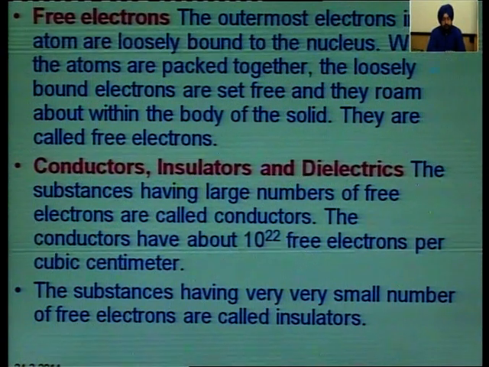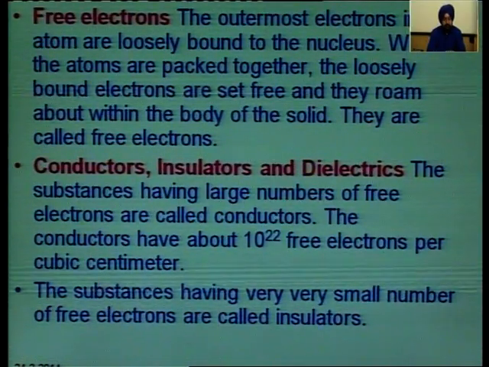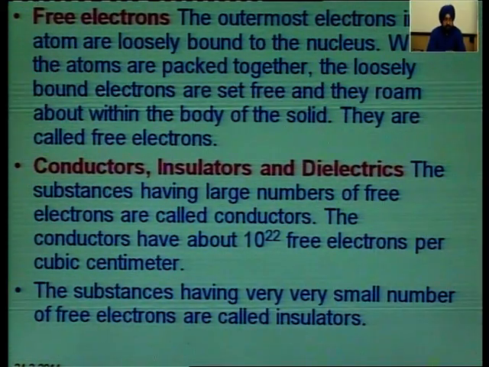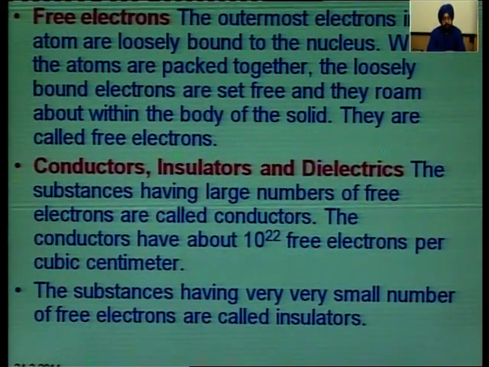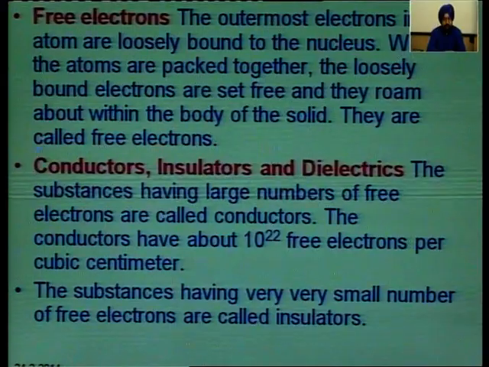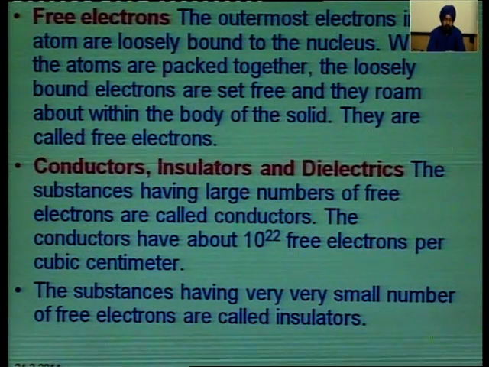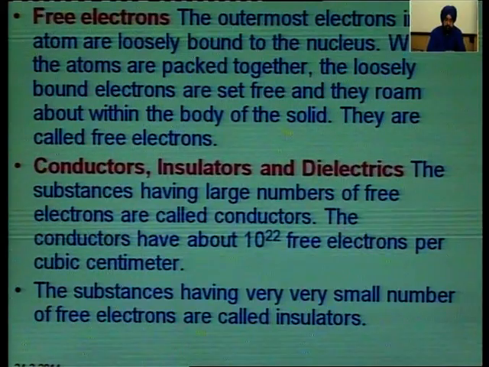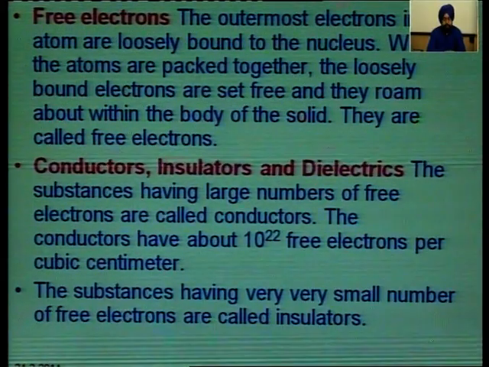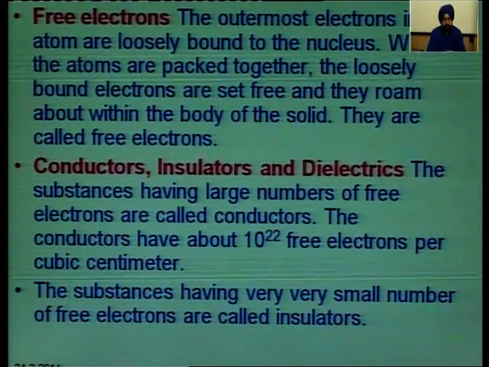First of all, you should know what is the difference between conductors, insulators and dielectrics. We can differentiate them by learning what are free electrons. The outermost electrons in the atom are loosely bound to the nucleus. When the atoms are packed together, the loosely bound electrons are set free, means the atoms are not able to have any force on them, so they roam about within the body of the solid. These electrons, which can freely roam around, are called free electrons.